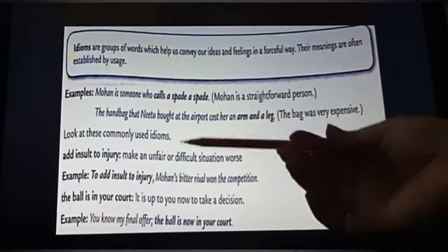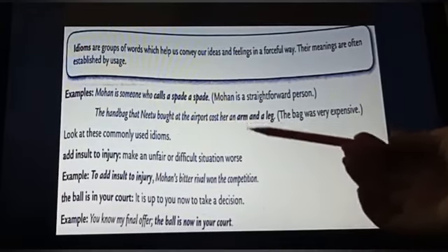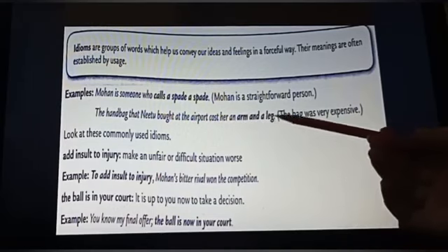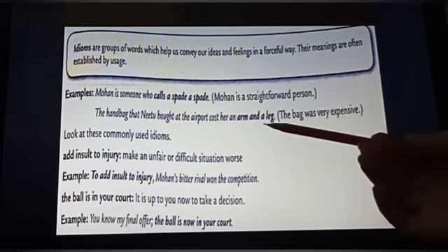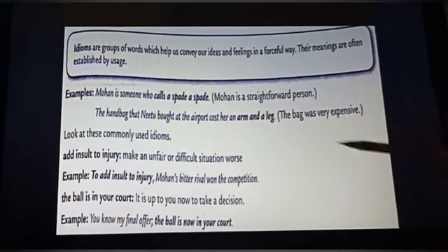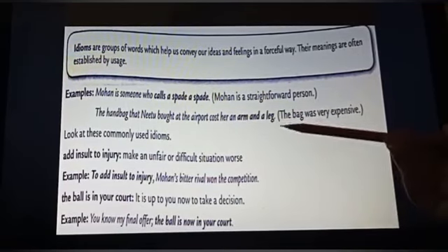Next one, the handbag that Neetu bought at the airport cost her an arm and a leg. Arm and a leg means the bag was very expensive. So in this way we say that the handbag that Neetu bought at the airport cost her an arm and a leg.